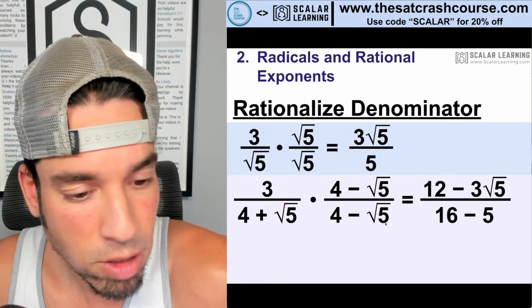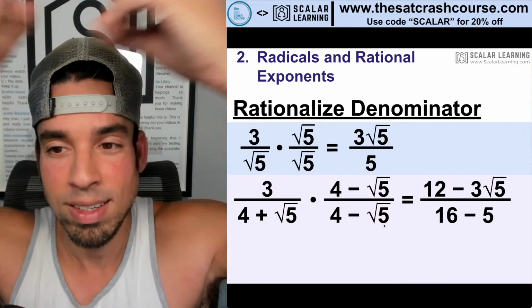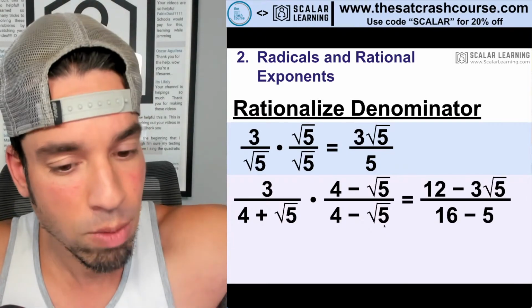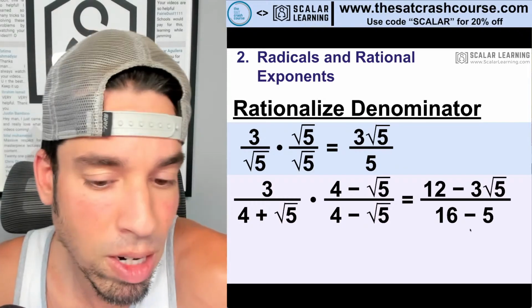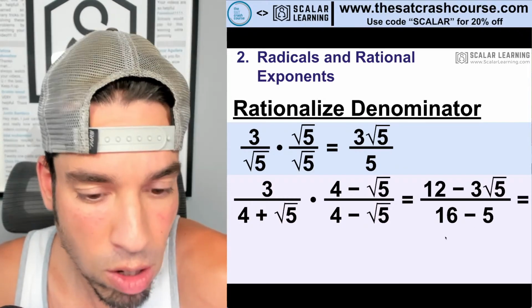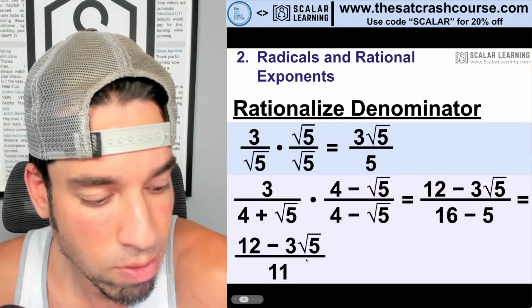And then you get rad 5 times negative rad 5. Again, the radicals destroy each other, as I mentioned. And we get minus 5. Now, there's no more radicals on the denominator. We just simplified to 16 minus 5, which is 11. And we are left with 12 minus 3 rad 5 over 11.